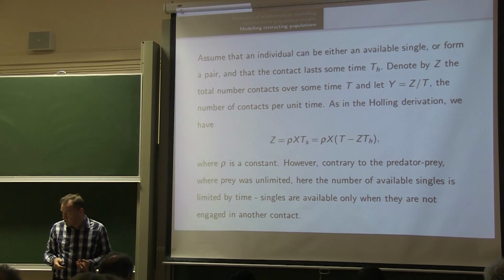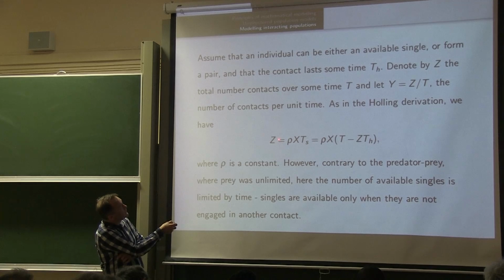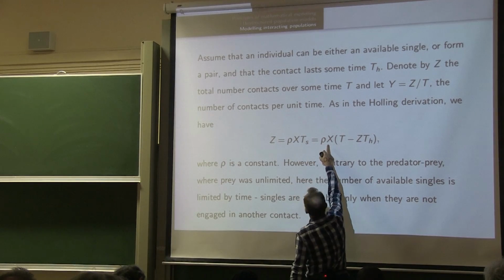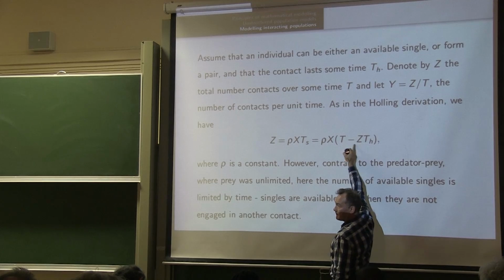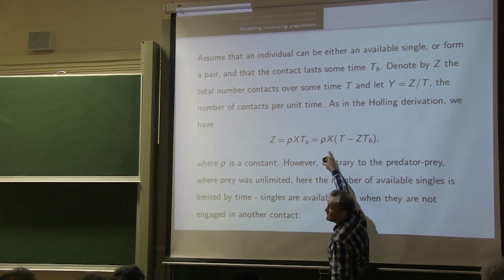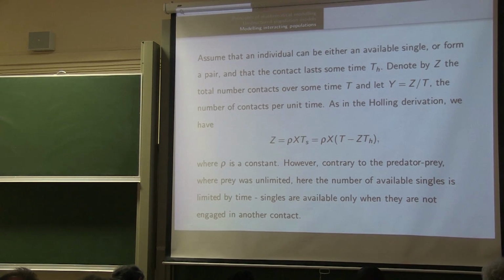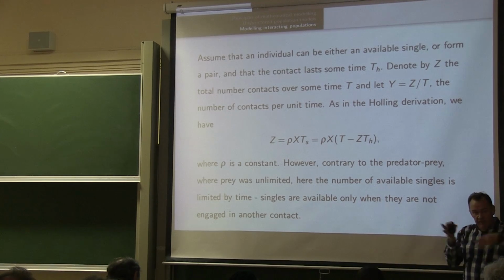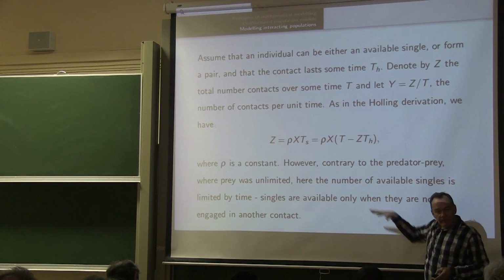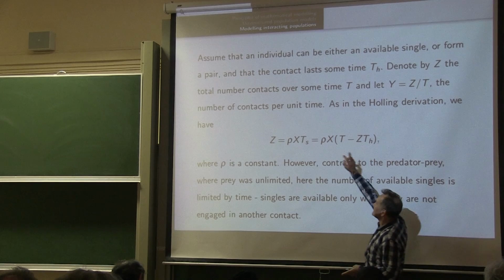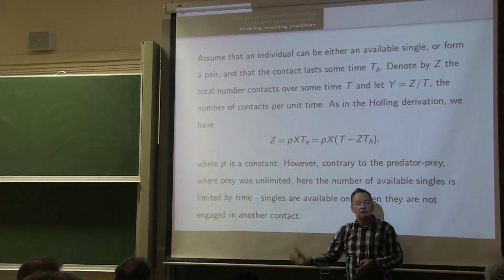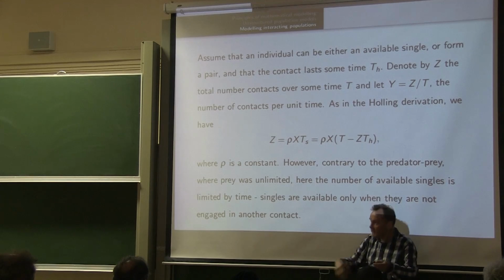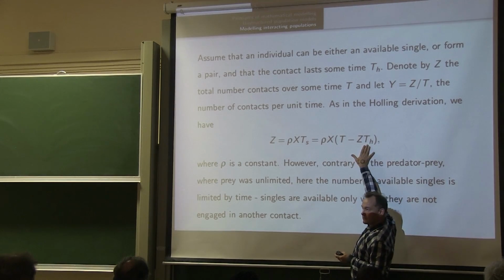So the first step is like in the Holling argument. The number of contacts per unit time will be the number of available singles times the available time, times the effectiveness of infection. Now, the problem here, and this is the difference between this derivation and the derivation in the Holling type argument: prey is unlimited. Here, the number of x is also related, because I am x whenever I'm not sitting here. So these two terms are related. In the Holling argument, this was completely independent of this part.